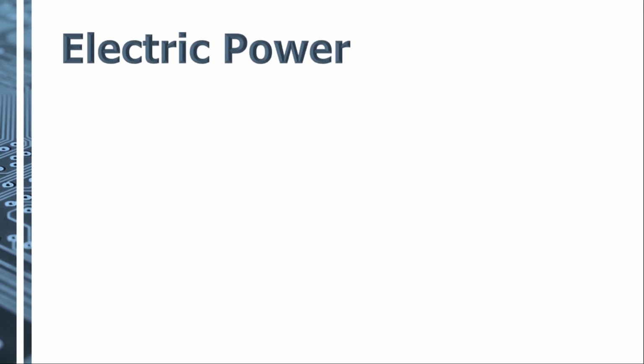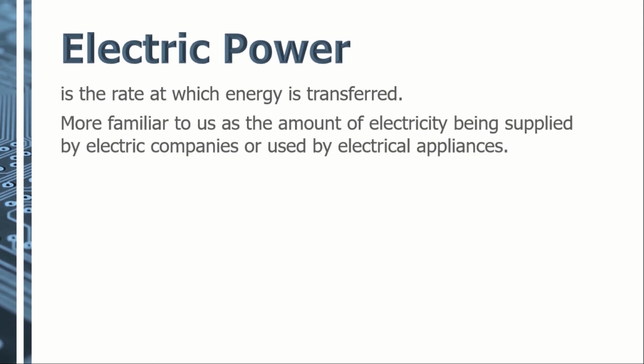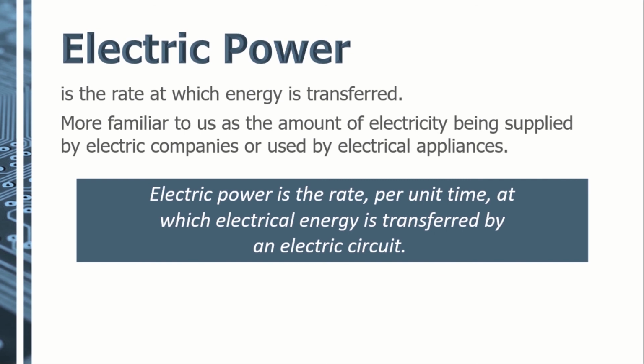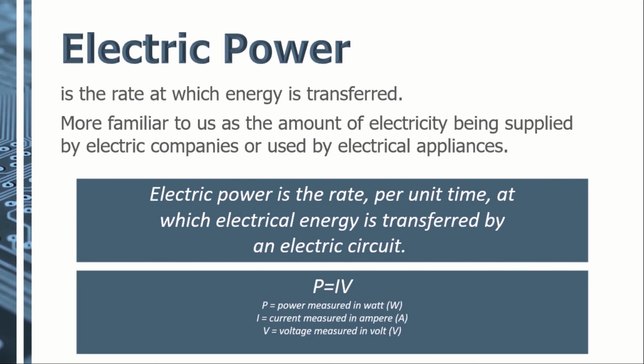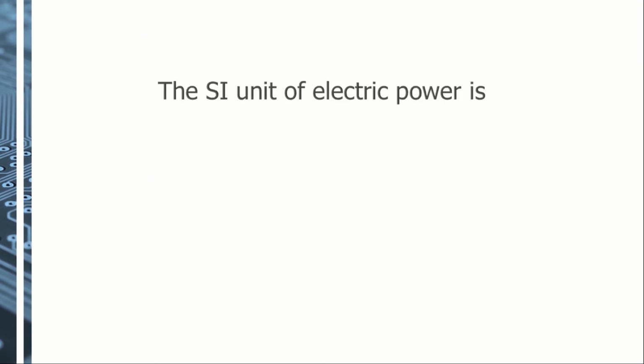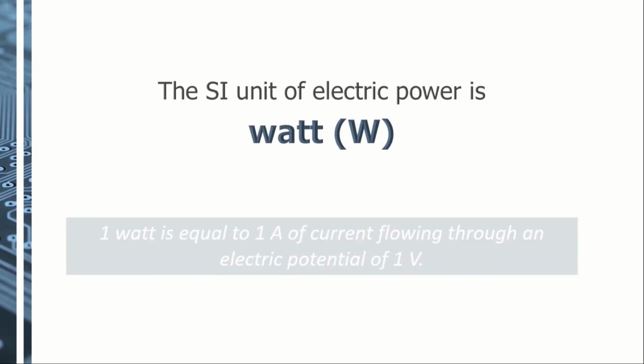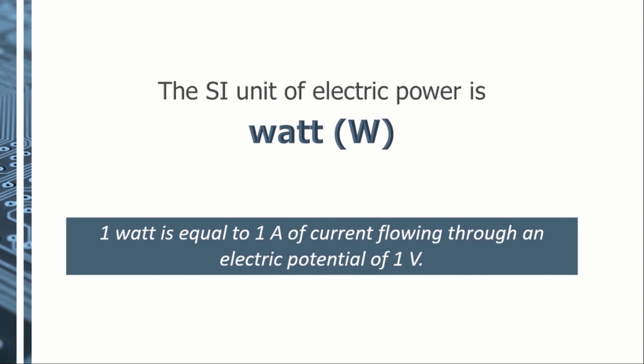Next is the electric power. It is the rate at which energy is transferred. It is actually more familiar to us as the amount of electricity being supplied by the electric companies or used by electric appliances. It is defined as the rate per unit time at which electrical energy is transferred by an electric circuit. It is the product of current times the voltage. The SI unit of electric power is watt, with the symbol capital W. 1 watt is equal to 1 ampere of current flowing through an electric potential of 1 volt.